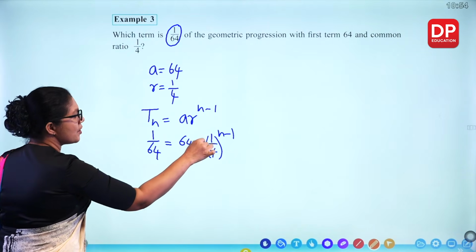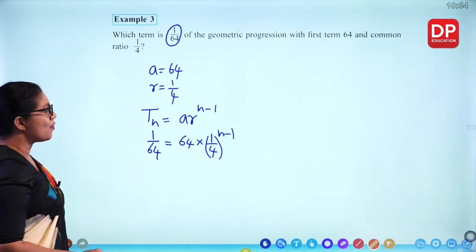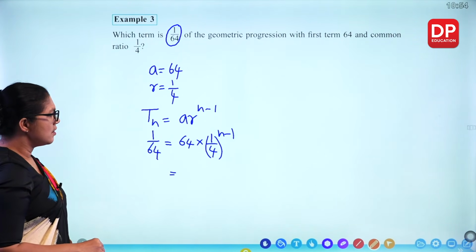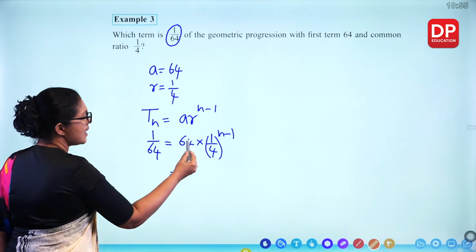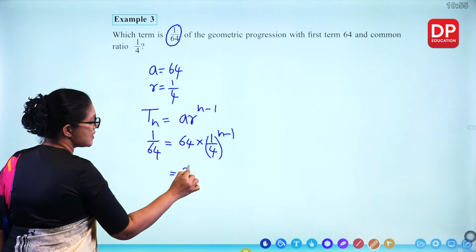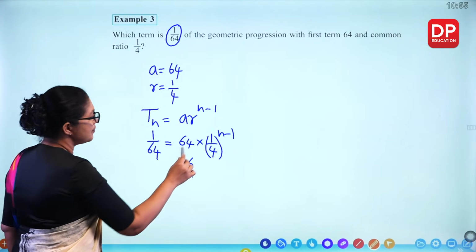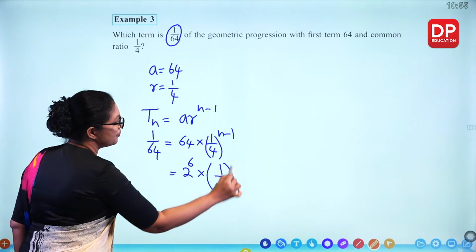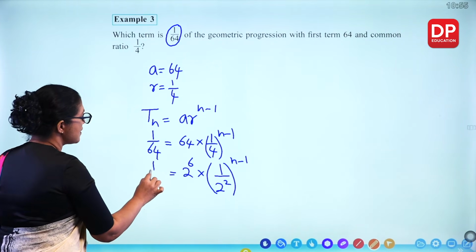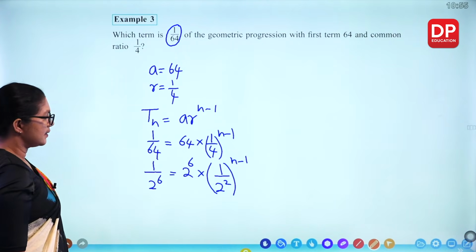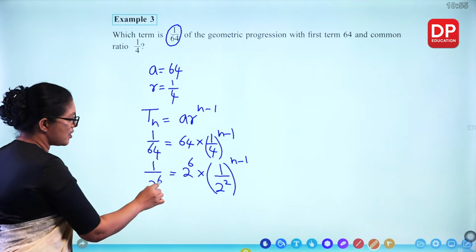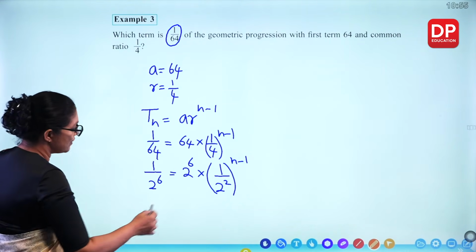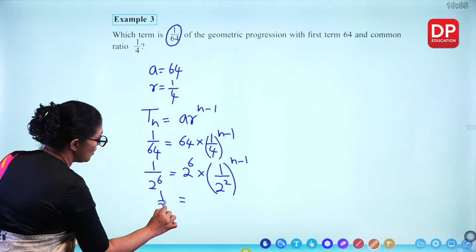Now, 1/4, how can I write it? I can write it as 2 to the power 2 here. So I'll take 64 as 2 to the power 6, and this one as 2 to the power 2. Again 64, I can write as 2 to the power 6. Now I'm taking this one down, divided by 2 to the power 6. It's multiplication, so add the powers. You get 1 over 2 to the power 12. 6 plus 6 is 12.